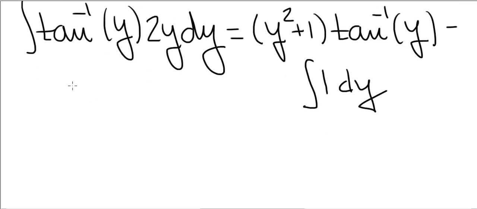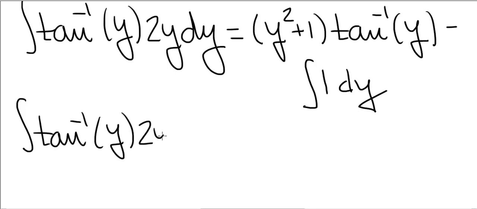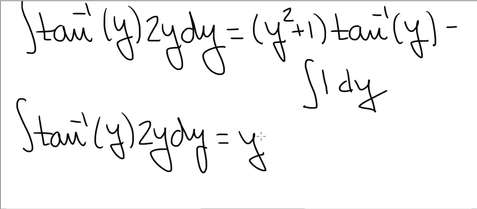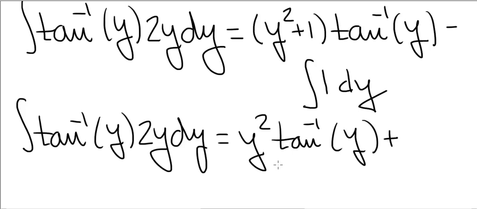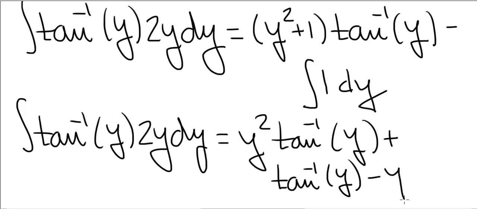We have the integral of inverse tangent of y times 2y dy is equal to, first we have y squared times inverse tangent of y plus 1 times inverse tangent of y, which is inverse tangent of y, and then minus the integral of 1 with respect to y, which is y, and then we add a constant c.